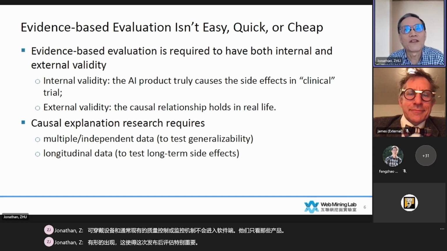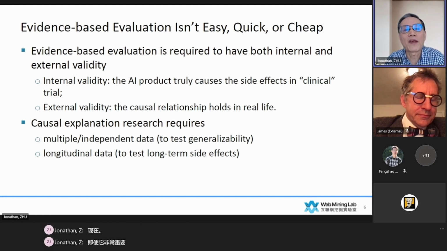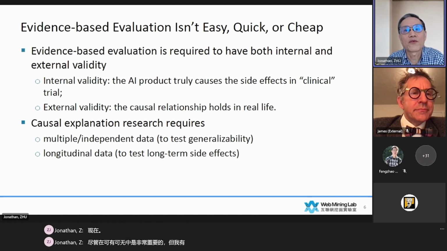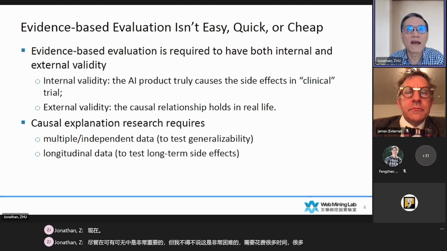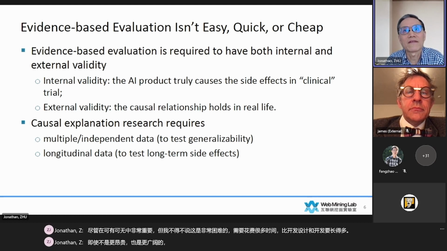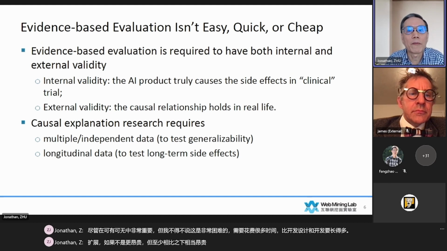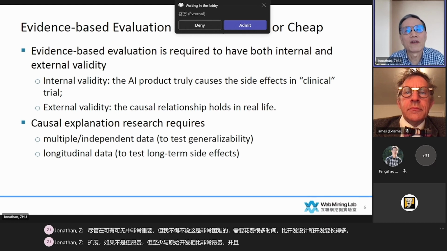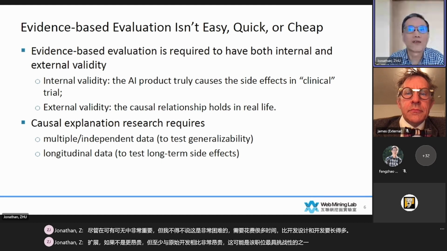Now, even though it's extremely important and indispensable, I have to say that it's extremely difficult, and it takes a lot of time, much longer than the design and development, and also expensive, if not more expensive, at least substantially expensive in comparison to the original development. And that's probably one of the most challenging aspects of post-launch evaluation. And that is, who is going to pay? I will come back to cover this point.